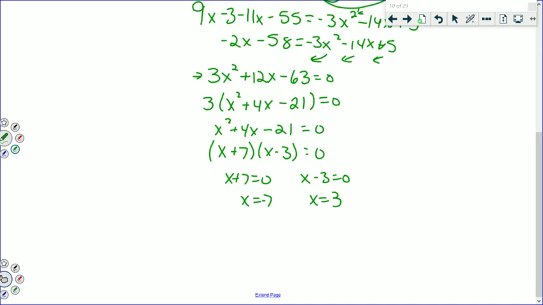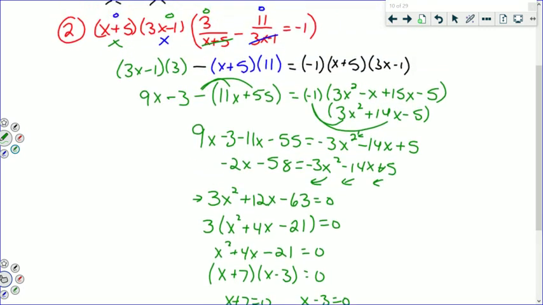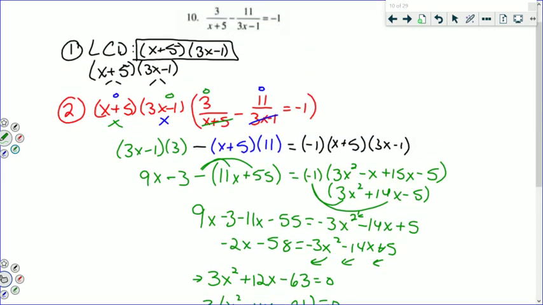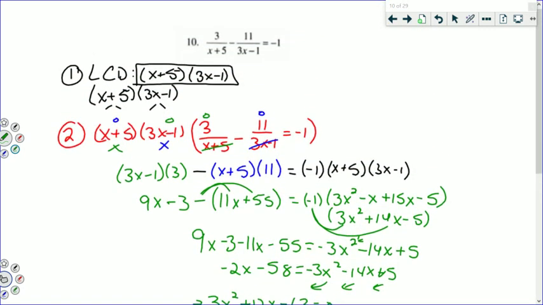So now we need to check our answers to see if either or both of these don't work. Okay, so we're going to plug our x equals negative 7 and x equals 3 back into our original problem.